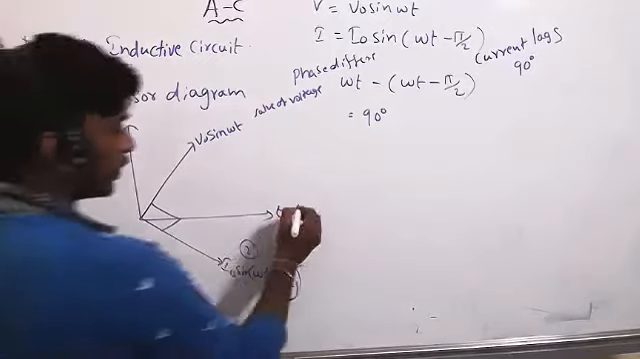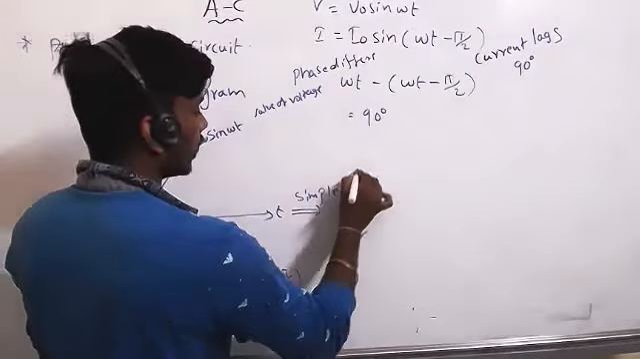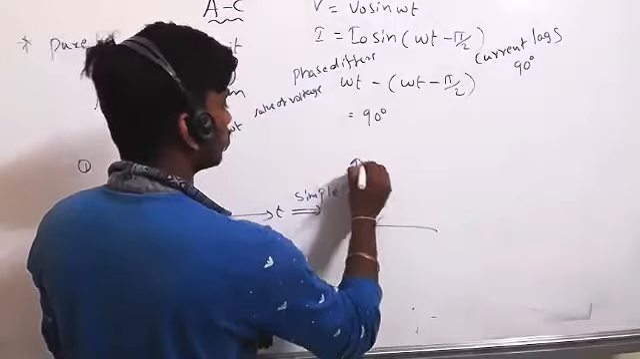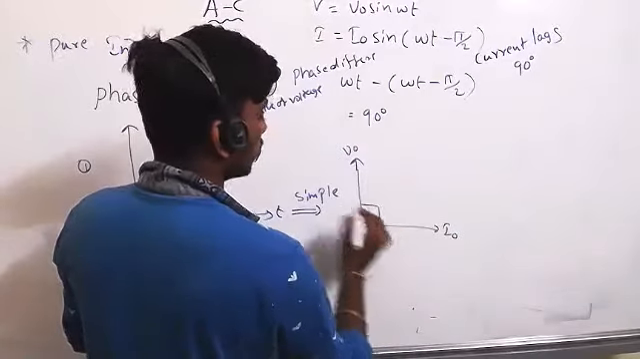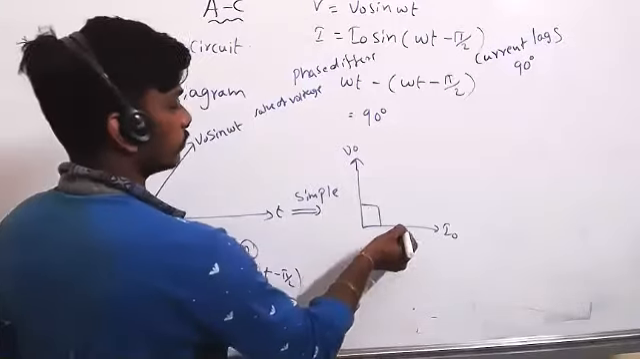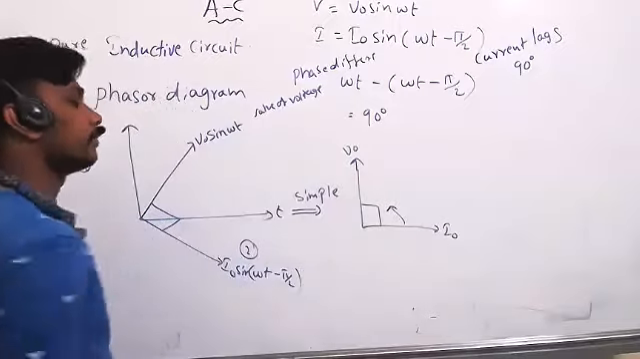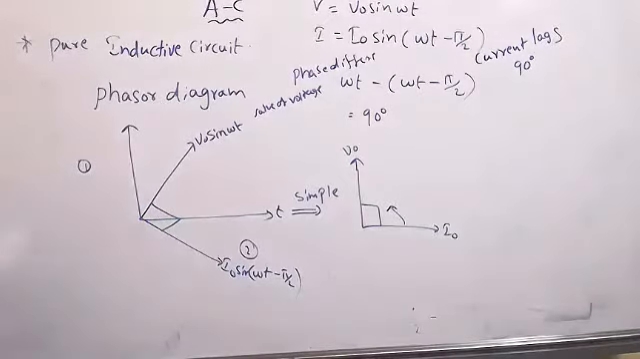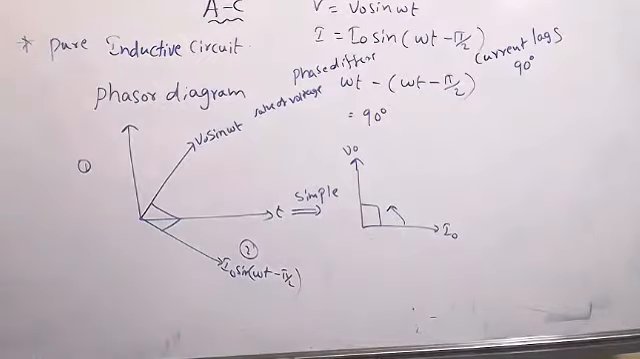If you write in the simple diagram, it is V naught, it is I naught. Angle how much? 90. It is leading, lagging. We can draw like that in a simple circuit.